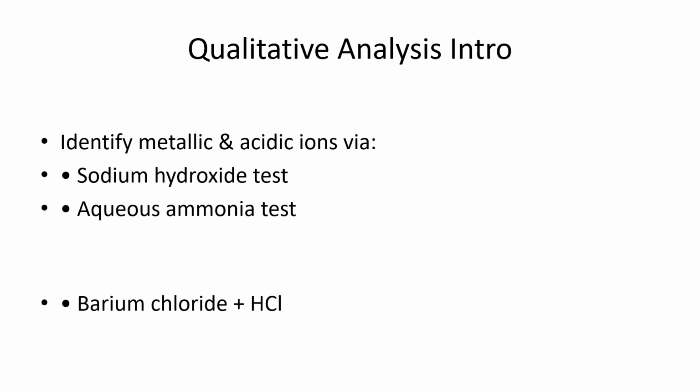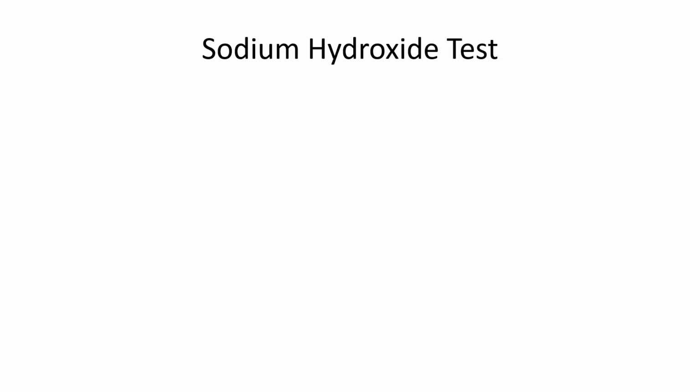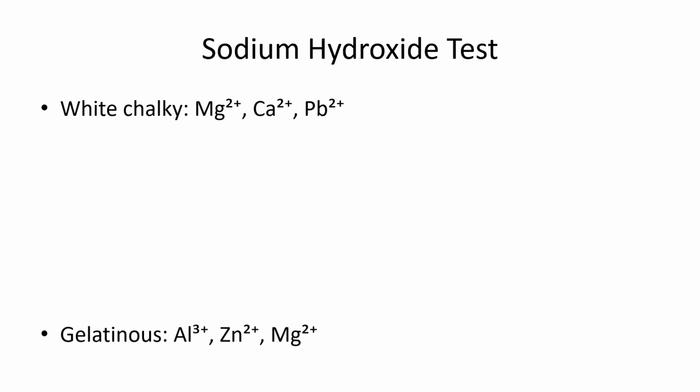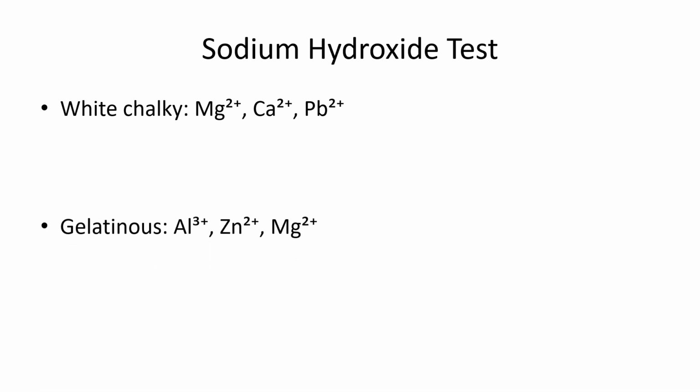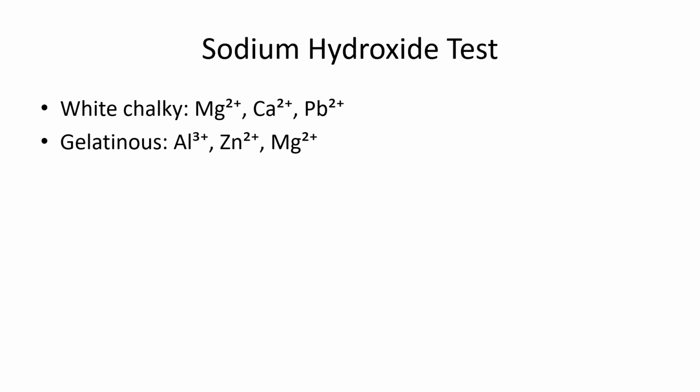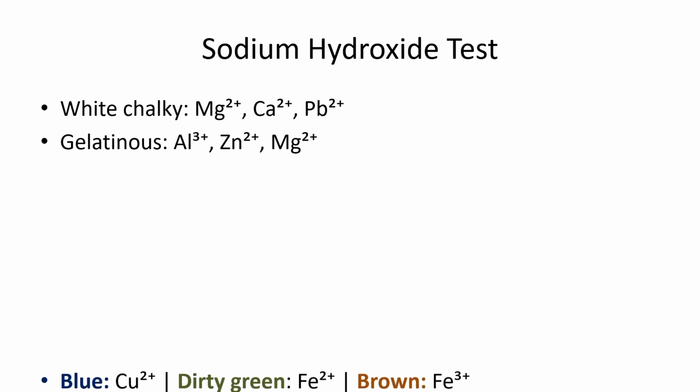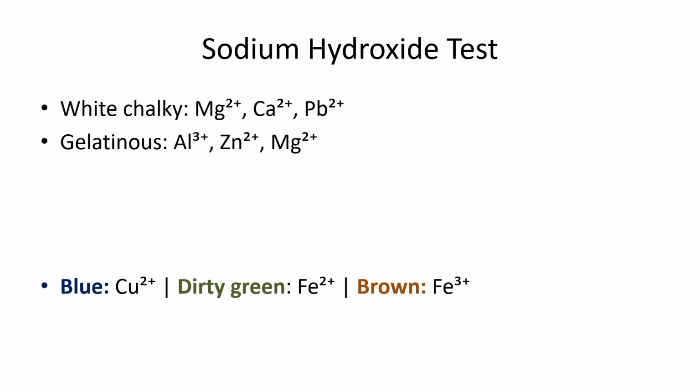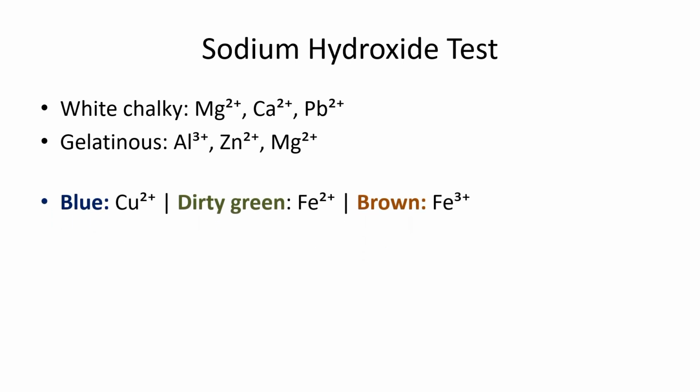If white chalky, suggest Mg2+, Ca2+, Pb2+ ions are present. If gelatinous Al3+, Zn2+, Mg2+ ions are present. If blue, Cu2+ ions are present. If dirty green, Fe2+ ions are present. If brown, Fe3+ ions are present. Apart from aluminium, zinc and lead, in excess of aqueous sodium hydroxide which will dissolve, the rest remained insoluble.